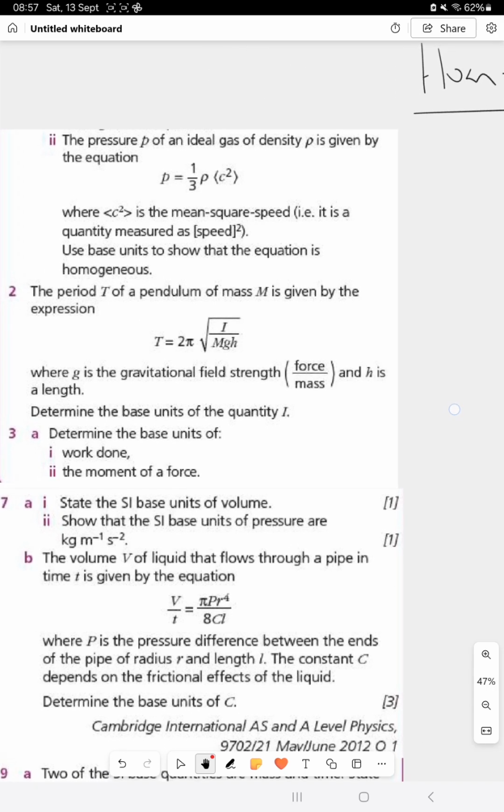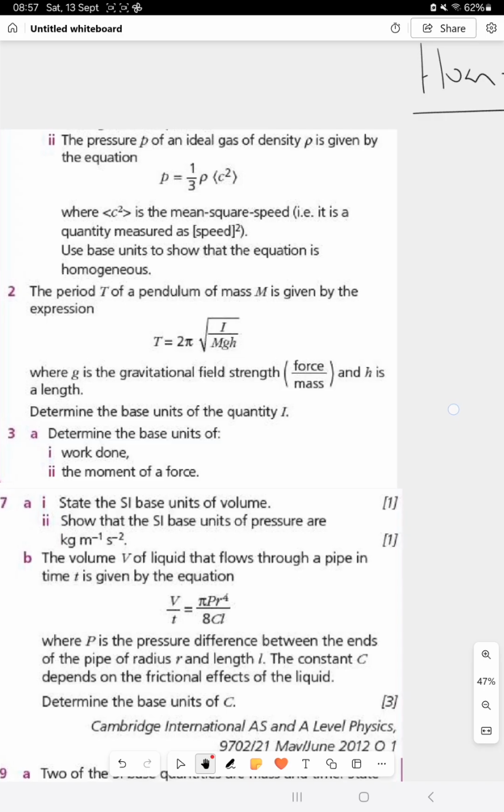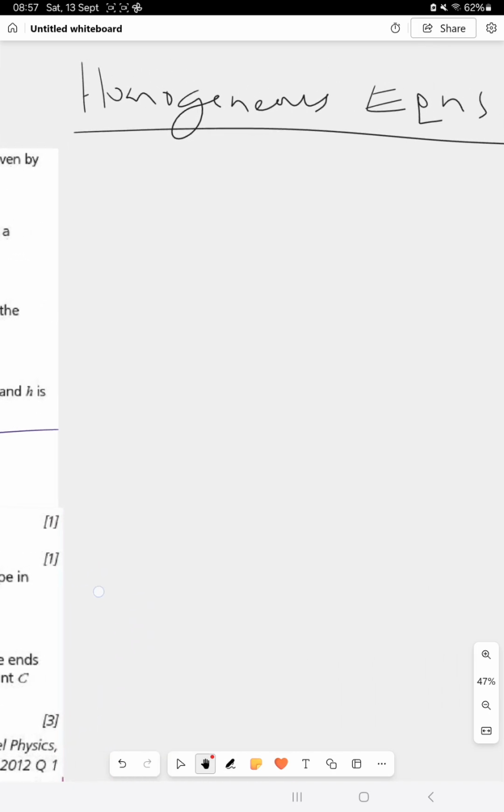The pressure P of an ideal gas of density ρ is given by the equation P is, you're given that equation there, where C is the speed. Use base units to show that this equation is homogeneous. Straight, let's do this one. Let me do this one very fast.